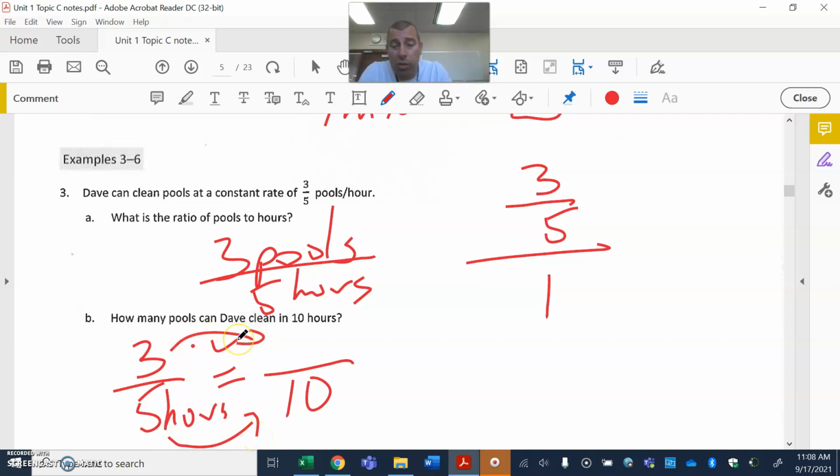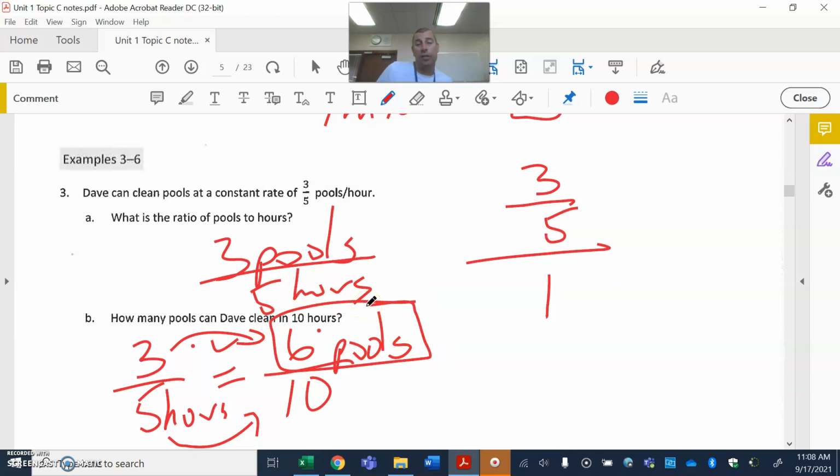Okay, times 2, so that's 6. All right, so he can clean the 6 pools in the 10 hours. All right, that works. Watch what happens if we use the fraction form, though.